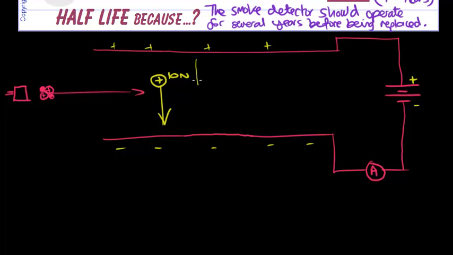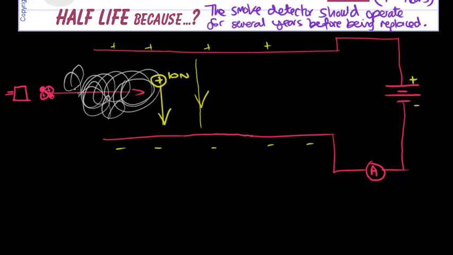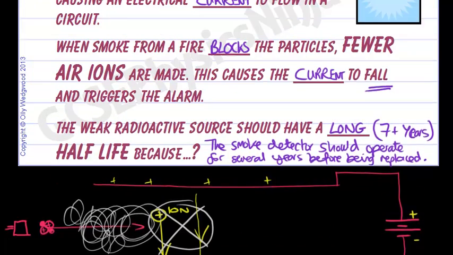So we end up having a current flowing across this circuit. Now when smoke comes in and blocks the alpha particles, we make fewer ions, and therefore the current in the circuit drops, and the electronics register this, and the alarm sounds. That's a basic idea of how a smoke detector works.